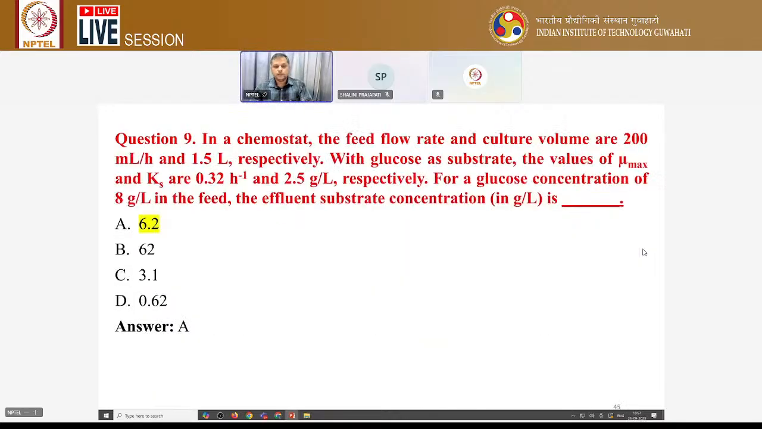Ninth, in a chemostat, the feed flow rate and the culture volumes are 200 milliliter per hour and 1.5 liter. With glucose as substrate, the values of mu max and Ks are given. For a glucose concentration of 8 gram per liter in the feed, the effluent substrate concentration in gram per liter. So it says yes, I is given to you and yes, out, you need to find out.